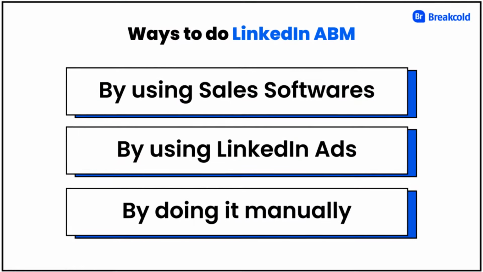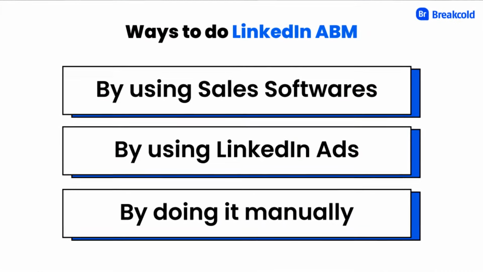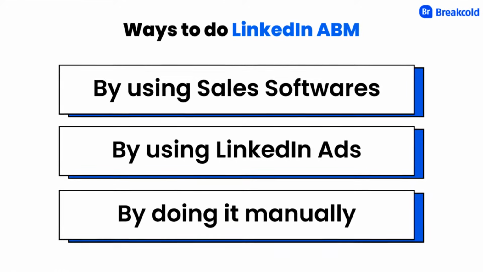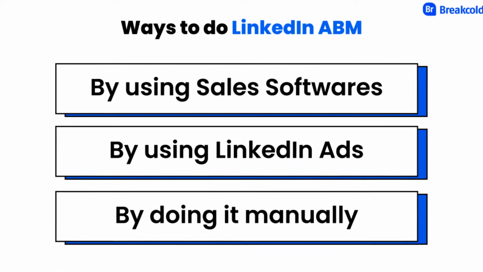Alright, so how to use LinkedIn for account-based marketing. There's basically 3 ways to do LinkedIn account-based marketing: by using sales softwares, by using LinkedIn ads, and by doing it manually. So let's start with the use of sales softwares. For this LinkedIn ABM technique, we're gonna use LinkedIn Sales Navigator and Brackle Sales CRM.